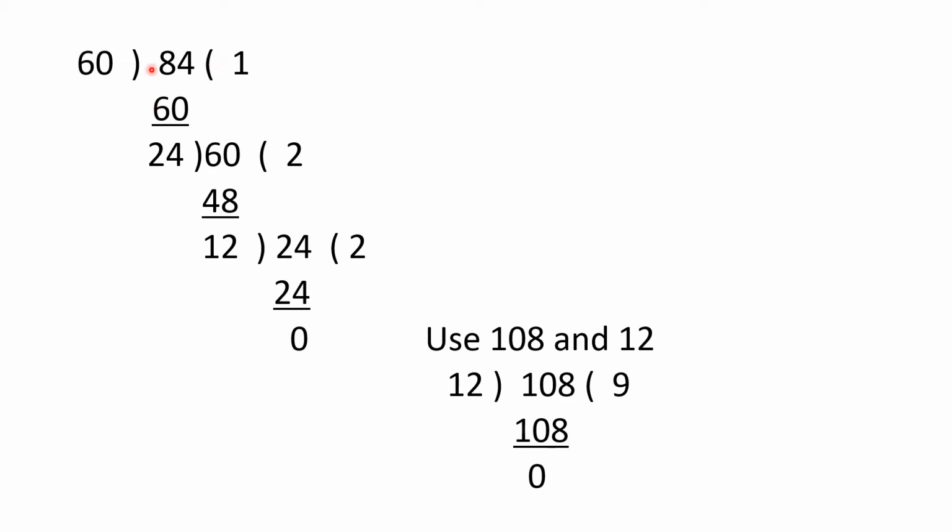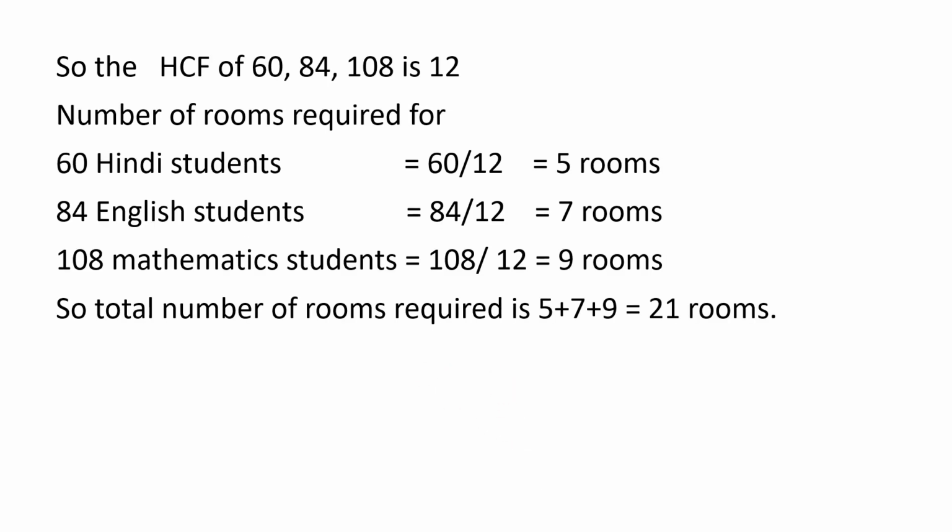1 60 is 60, 84 minus 60 you will get 24. Then bring this divisor as the dividend again. So 60 will be the dividend and 24 will be the divisor. 2 24s are 48. Subtract, we get 12. And bring that 24 here. 2 12s are 24. Now use 108 and 12. You can easily tell that 9 12s are 108. So the HCF will be 12. See, the HCF of 60, 84 and 108 is 12.